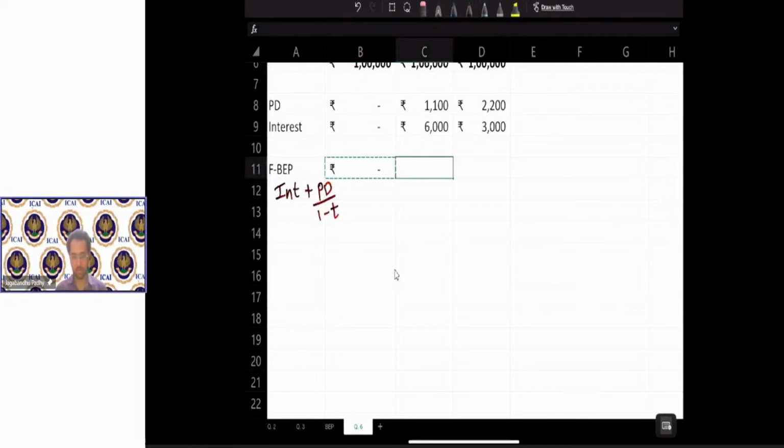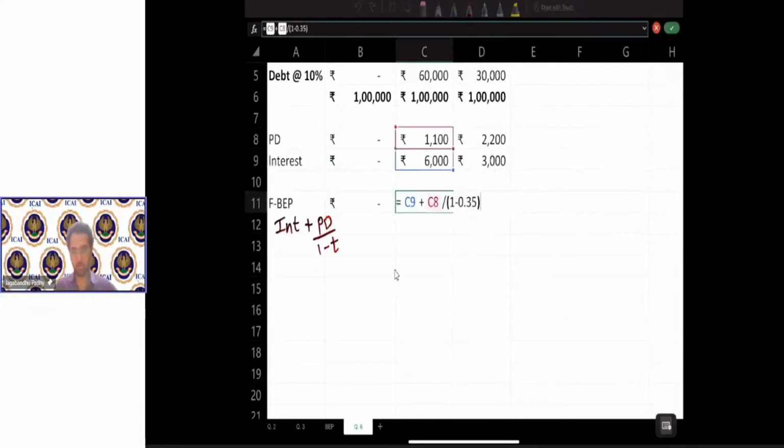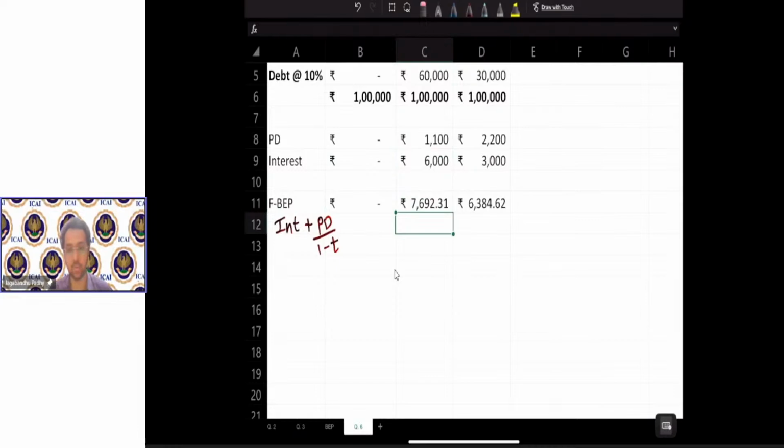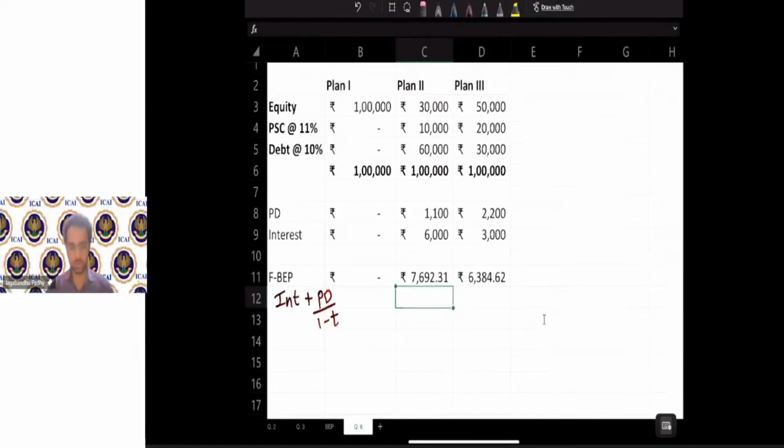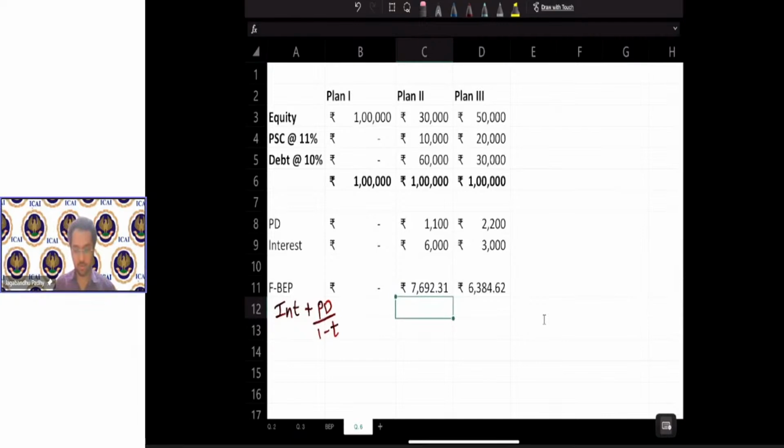And if I just apply it across, the financial break-even point works out to be 7692.31 and 6384.62. Are we getting this? 7692.31 and 6384. Perfect. Correct, guys. So that's the answer for financial break-even point with regards to this question number 6.